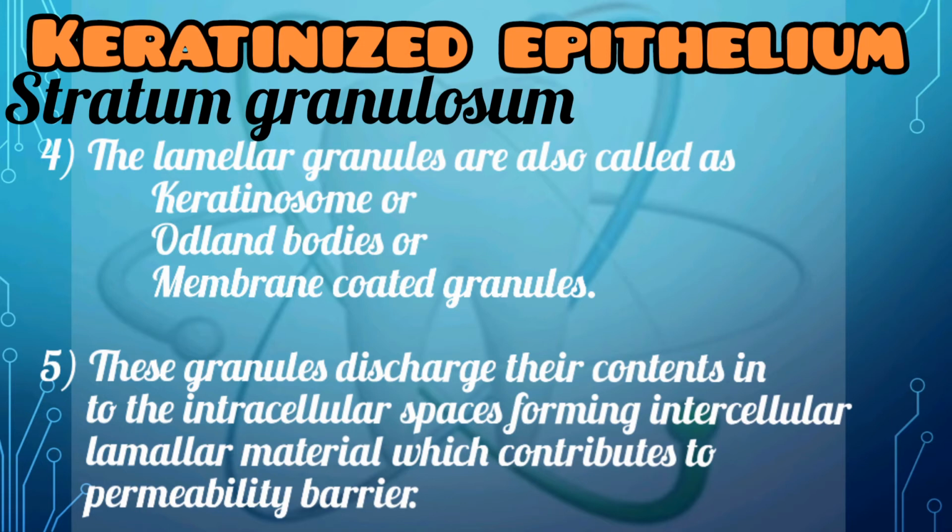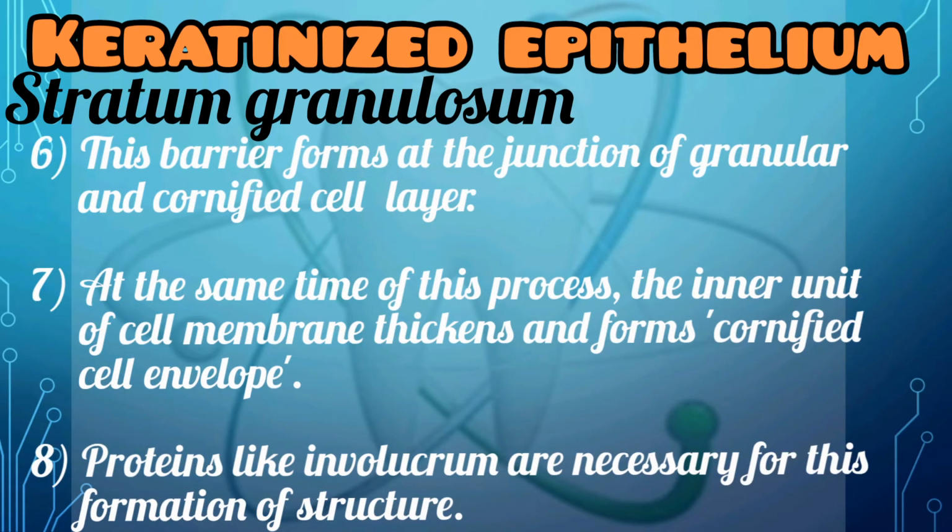These membrane-coated granules discharge their contents into the intercellular spaces, forming intercellular lamellar material which contributes to the permeability barrier. This barrier forms at the junction of the granular and the cornified cell layer. At the same time, during this process of differentiation, the inner unit of the cell membrane thickens, forming the cornified cell envelope.